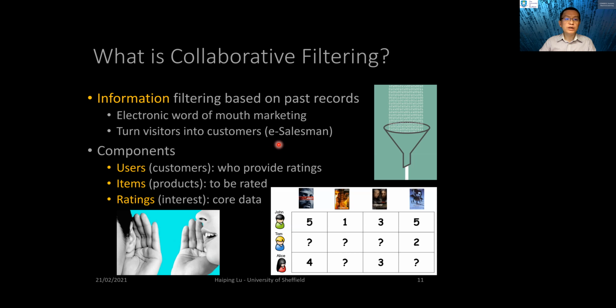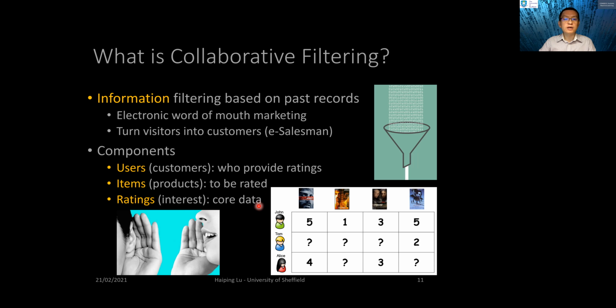And there are three key components in collaborative filtering. The users, for example, the customers, are those who provide the ratings. And the items, for example, products, are what is to be rated. And the ratings indicate the level of interest of the user for an item. So the ratings are the core data, right?